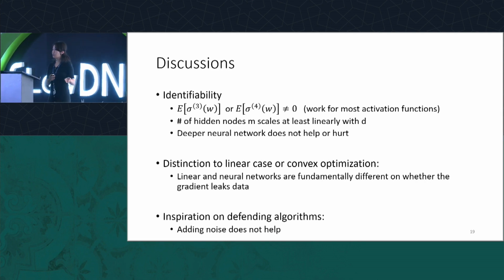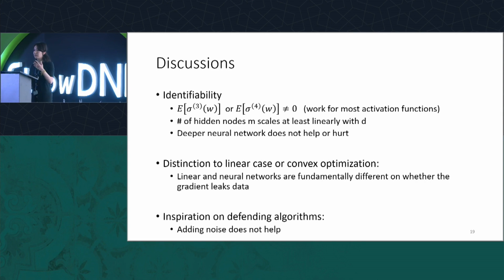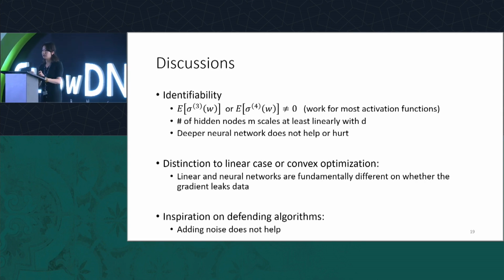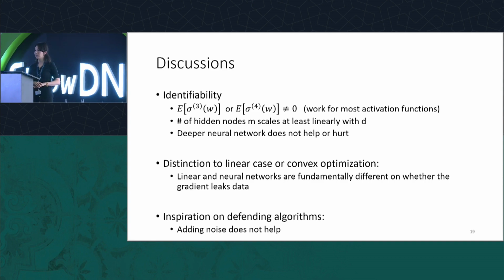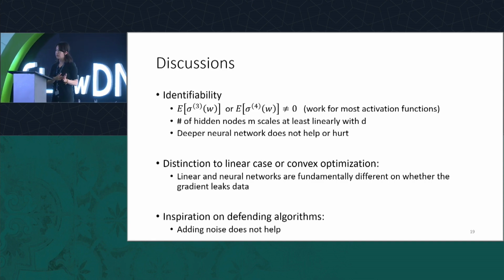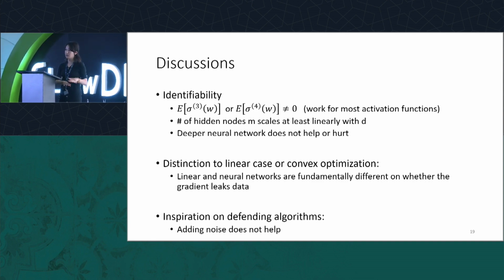And since this is one of the initial theoretical works on understanding reconstruction of training samples, of course there are some drawbacks or disadvantages in our analysis. For example, we only dealt with fully connected neural networks, not convolutional or attention layers. In the future, we might want to analyze that as well. And also we haven't done many experiments, and we are working on that. Hopefully we can have good results soon.